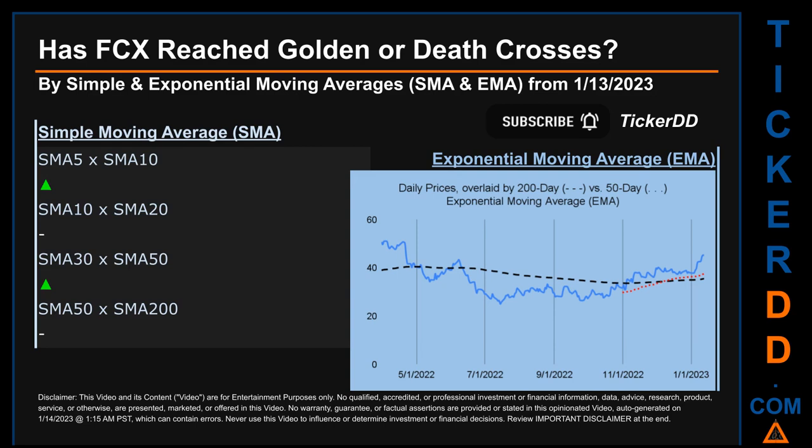Continuing with SMA, we looked across the 5 to 10, the 10 to 20, and the 30 to 50-day ranges to see if golden and death crosses had been reached. We found golden cross signal for the 5 to 10, the 30 to 50. We could not find neither golden cross nor death cross signal for the 10 to 20, the 50 to 200.